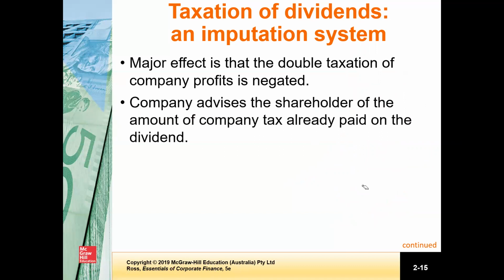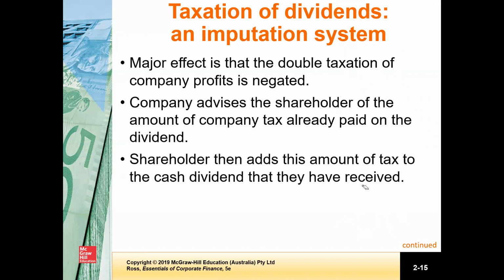Now, under an imputation tax system, a company still has to pay tax on its profits. The company then advises the shareholder of the amount of company tax already paid on the dividend the shareholder receives. The shareholder then adds this amount of tax to the cash dividend that they have received and pays personal taxes on the grossed up amount.